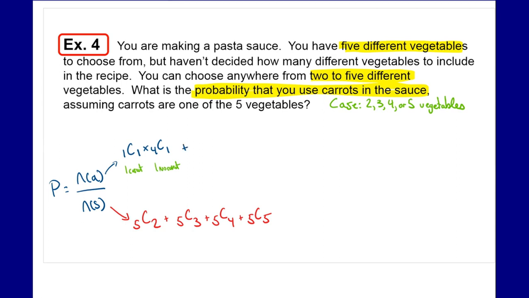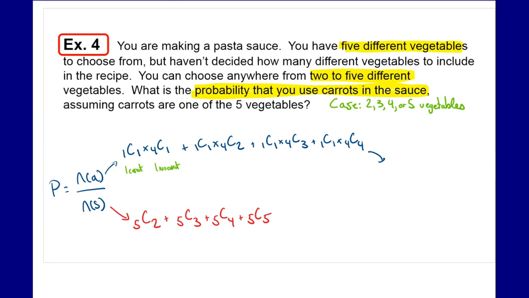So for the next case, I have 1 carrot, choosing 1 of it, times 4 remaining vegetables, choosing 2 of them, because I'm having 3 vegetables in this case. Plus 1 carrot, choosing 1, multiplied by 4 vegetables, choosing 3, plus 1 carrot, choosing 1, times 4 vegetables, choosing 4. So I'm looking at my 2, 3, 4, or 5 vegetables being chosen.